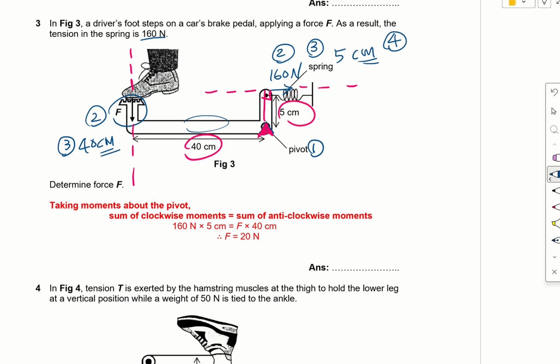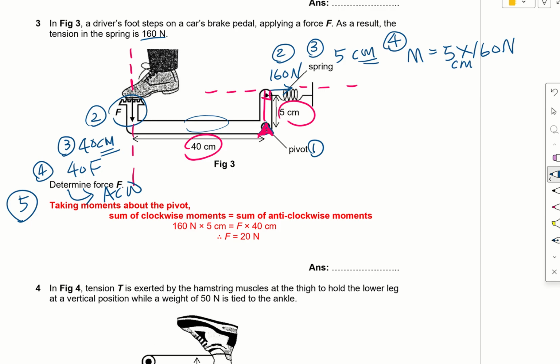Step 4 will be calculating the moment, so that equals 5 times 160 Newton. Okay, 5 cm multiplied by 160. For F, this will be 40 F. Okay, now we need to apply the direction. So for F, the moment due to F will be anti-clockwise.